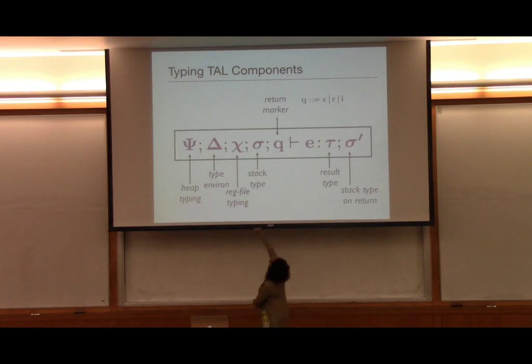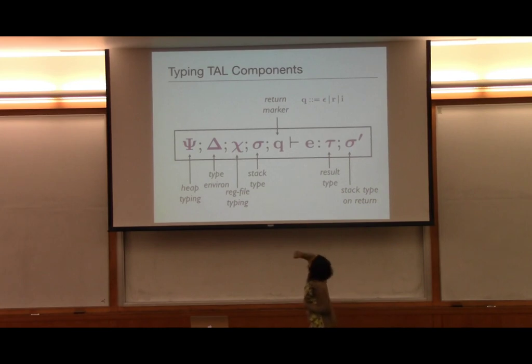Okay? Then you have a stack type, because in low-level code we have stacks. So data sits on the stack. And the stack type tells me, okay, the stack looks like this. At the very top of the stack, there is an int, then there is maybe another int, whatever, right? And then maybe there's a pointer to some code, etc. Okay? So that's the stack. So given all of that information, we usually want to be able to type check assembly code, right?